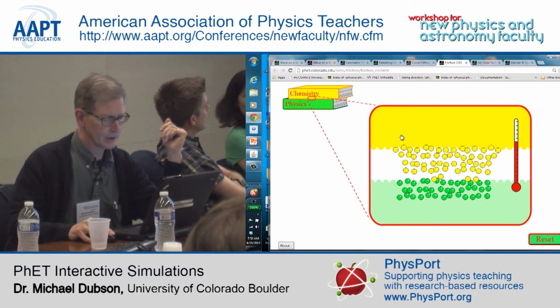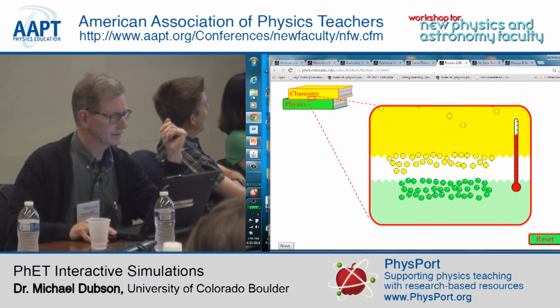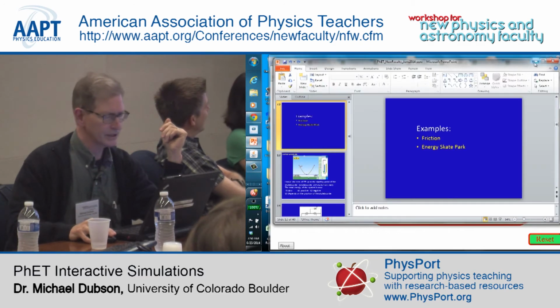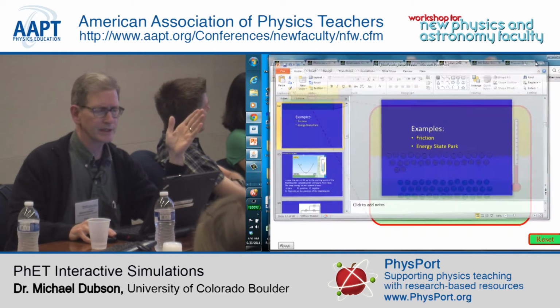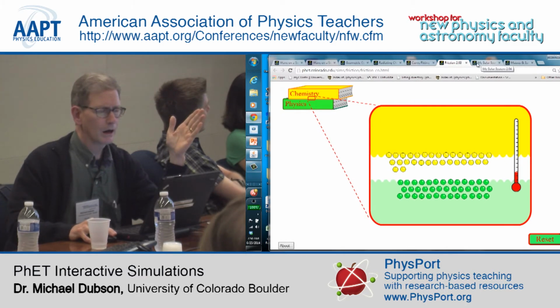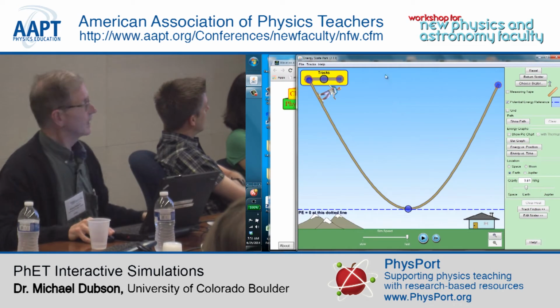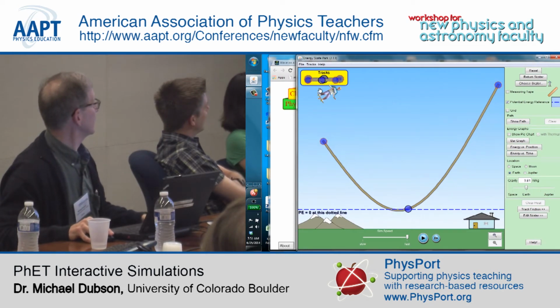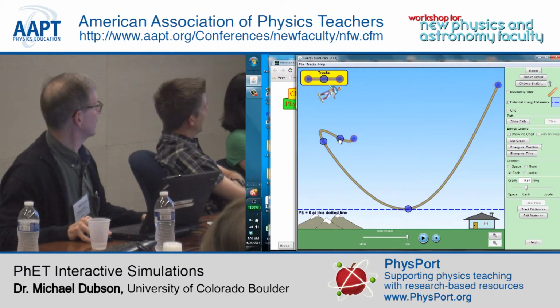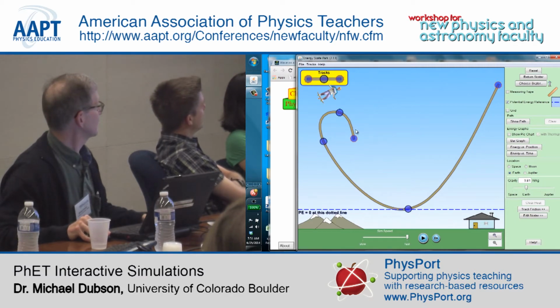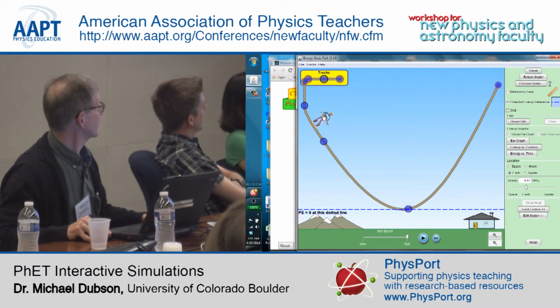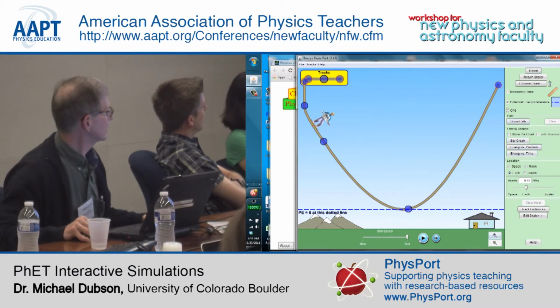If I rub too hard, I start getting wear and tear. Atoms break off. Let me go to Energy Skate Park here and give you an example of using a sim in a concept test. So this is a skater, and you can build a track of any complication, but let me keep it simple here. Let me just get this guy on the track and get him started here.